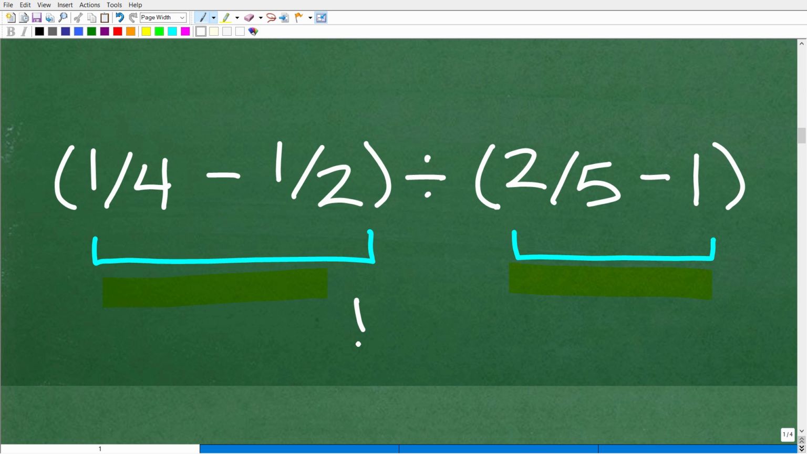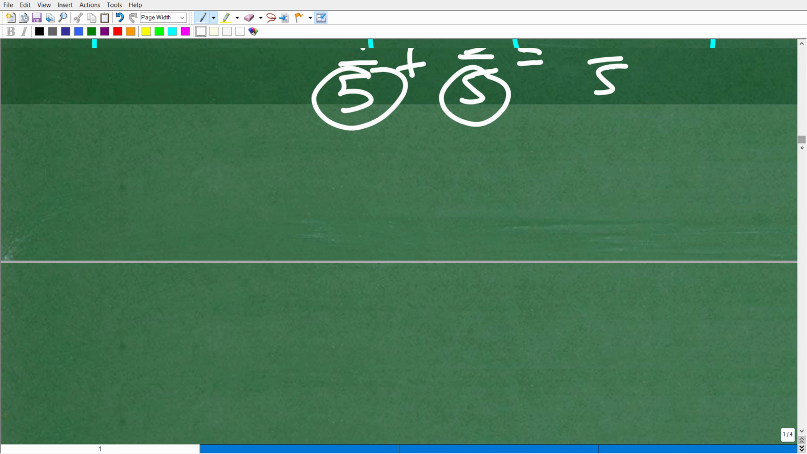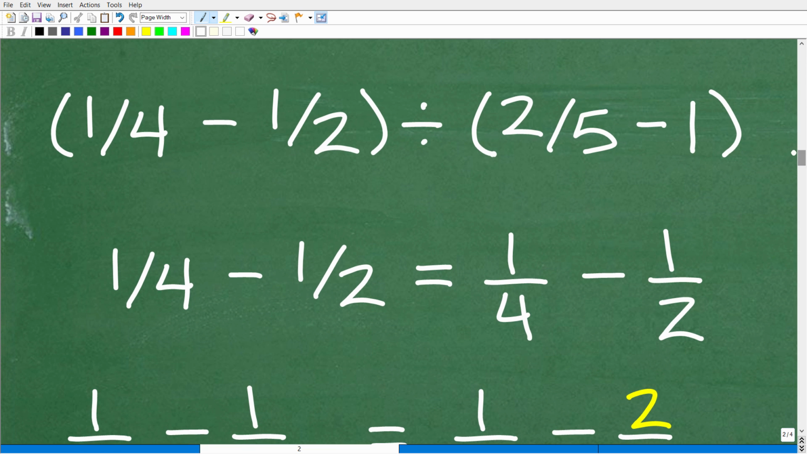Remember, if I have 1/5 plus 3/5, I can add these fractions because the denominators are the same. What we do is add the top numbers, the numerators, so that's 1 plus 3 or 4/5. But if you don't have the same denominators, well, we're going to have to fix that up and find the lowest common denominator. All right, now one thing that we want to do is just focus in on this problem first.